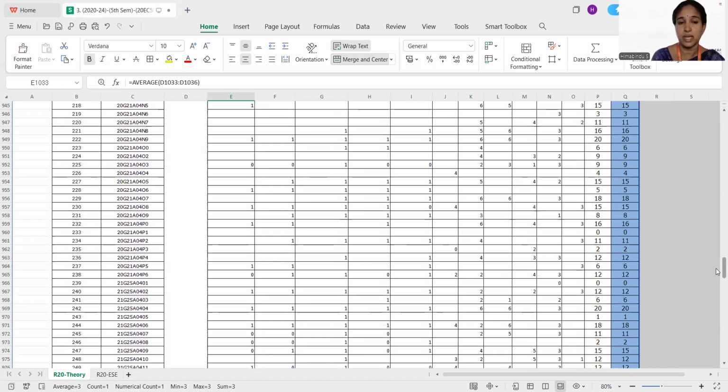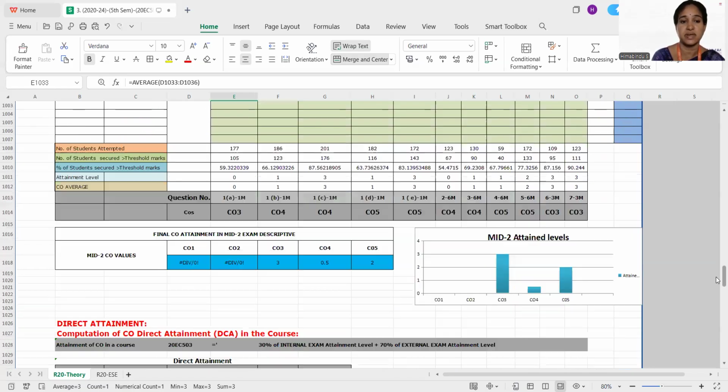For mid-examination 2, we consider the second half of the syllabus. So the affected COs are CO3, CO4 and CO5. Similarly, here we are considering the final attainment value of any CO, which can be calculated by taking the average of attainment values achieved by that CO.